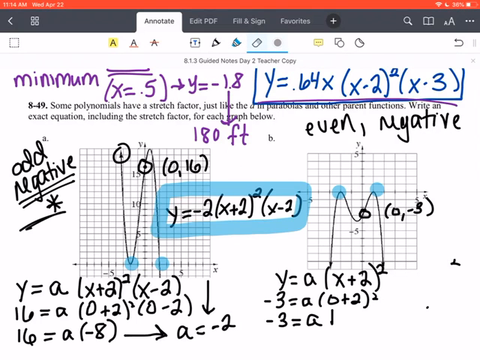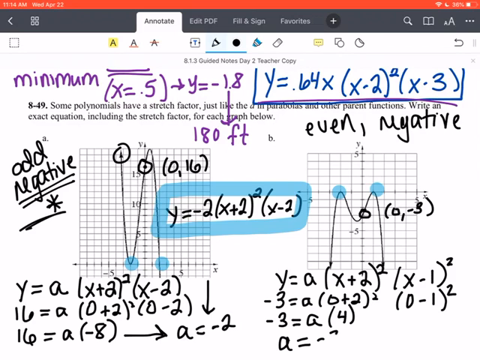Okay, we need to go back up and see that I misread the graph. The second x-intercept is at 1, not 2. So it should be (x minus 1) squared, and then we're going to have (0 minus 1) squared. So 2 squared is 4, negative 1 squared is 1, so 4 times 1 is 4. So I have my 4 here. And then I can divide by 4, so my a value is negative 3/4. So that's the stretch factor.